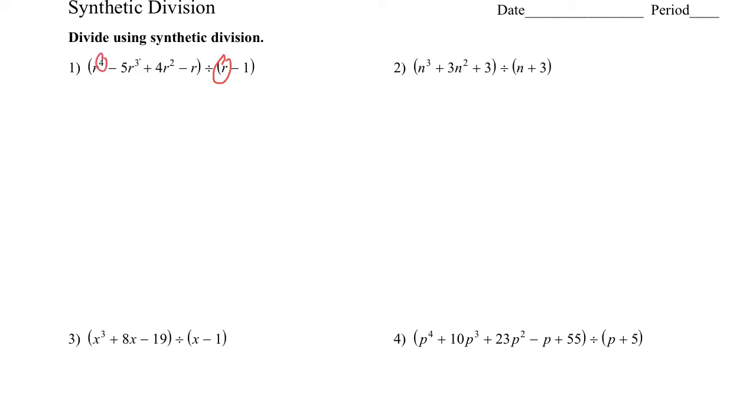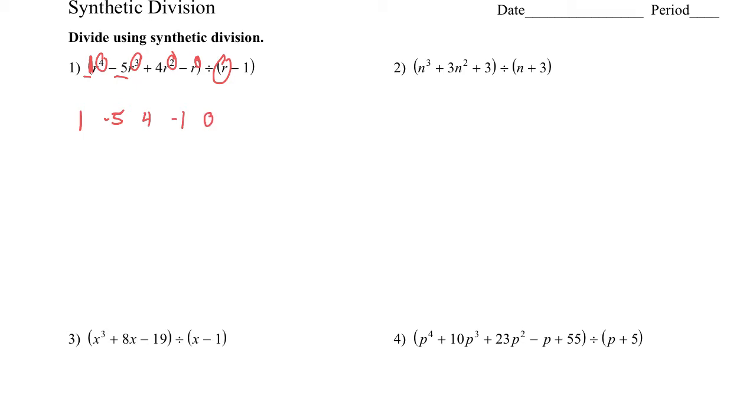First thing you want to do is make sure you've got all your terms. So 4, 3, 2, 1, we're missing the constant term. And then you take each of the coefficients of the variables. So the r to the 4 has a 1 in front of it, so we have 1, and then -5, and then 4, and then -1, and then you want that last 0 that's missing. So any missing term gets a 0, just like before.